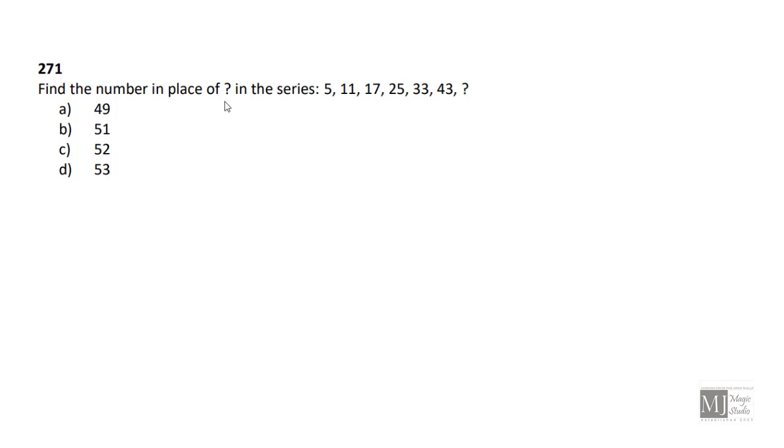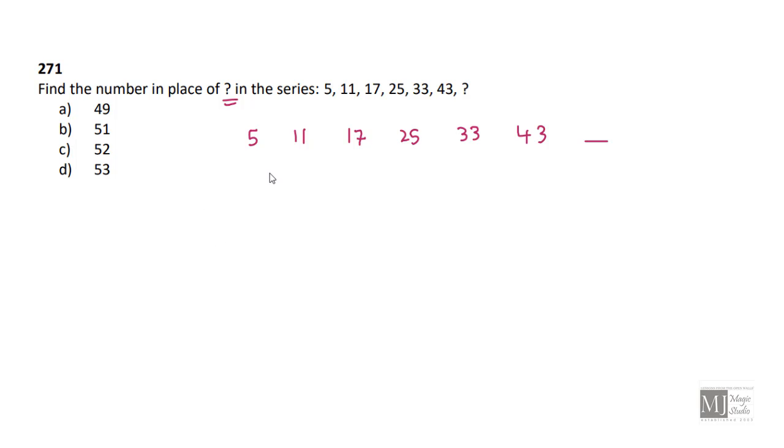Find the number in place of question mark in the given series. Series goes like 5, 11, 17, 25, 33, 43, and then the missing number. We can see that the series is an increasing series. So whenever we have this increasing series, we have this tendency to find the difference between the two numbers. If we can't identify that they are doubling or tripling, something like that, we always go in for finding the difference between the two terms.